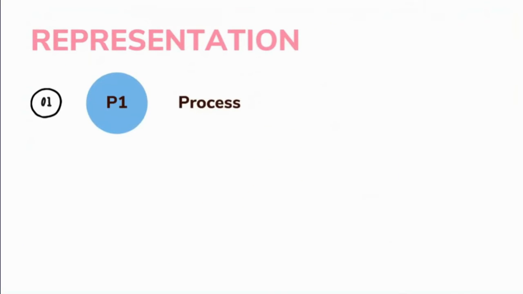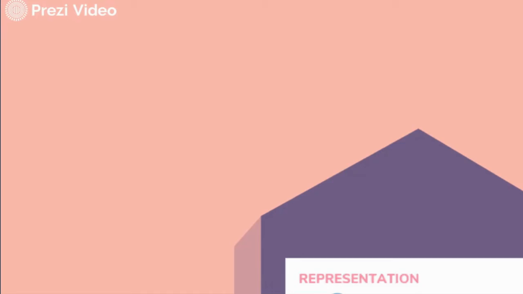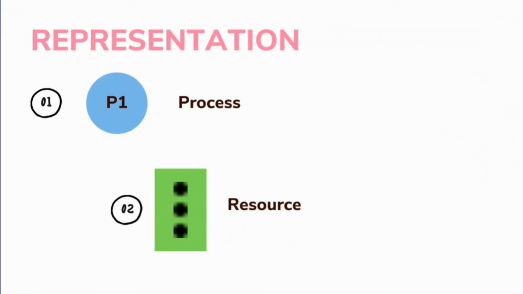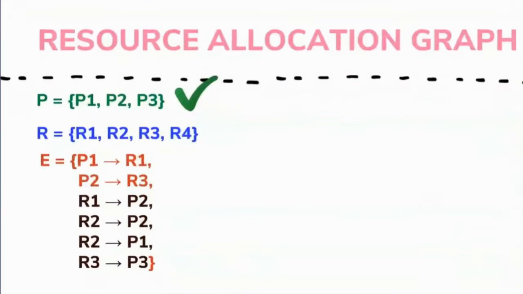Now we move on to understanding the representation of the graph, where P1 is indicated with a round blue circle, which is nothing but a process. And we have a rectangular shape for resources, with dots that are nothing but the instances of a particular resource.